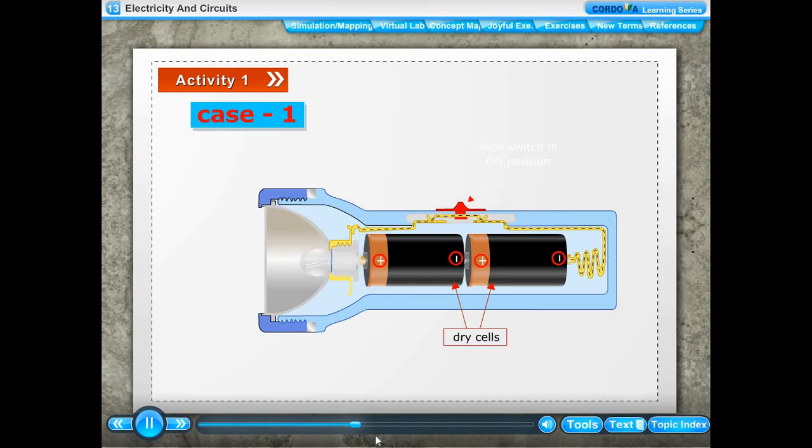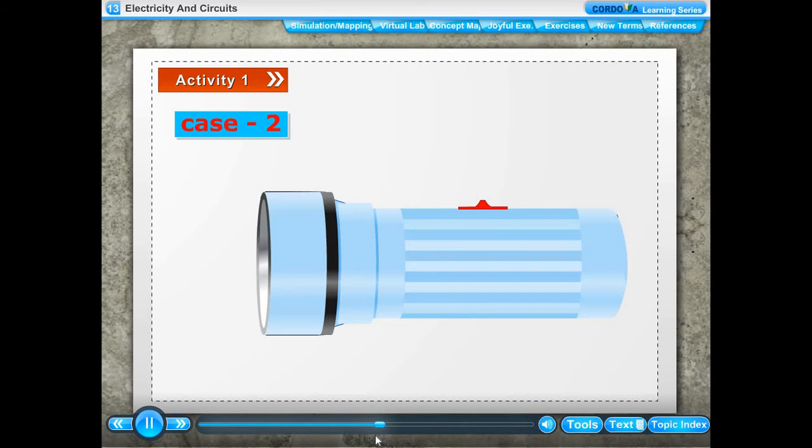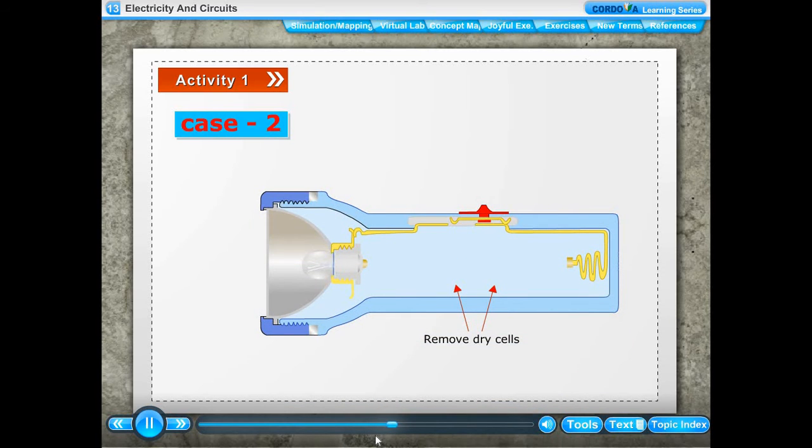Now, open the torch by unscrewing the opener from behind. Remove the cells and again press the switch. We will notice that the bulb does not light up. Conclusion: this shows that electricity is not produced in the torch when the cells are removed. This activity shows that the cells supply electric energy, electricity, to the bulb in the electric torch when the switch is pressed.